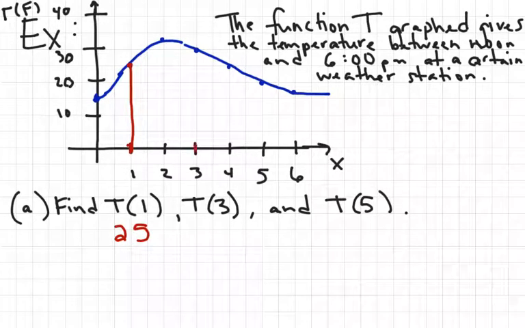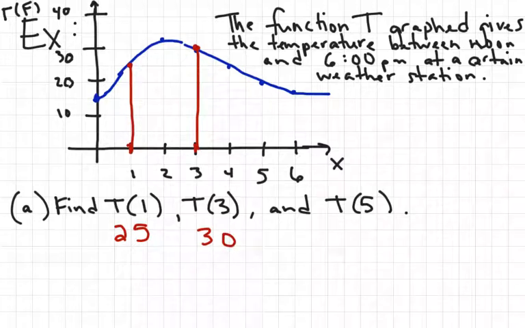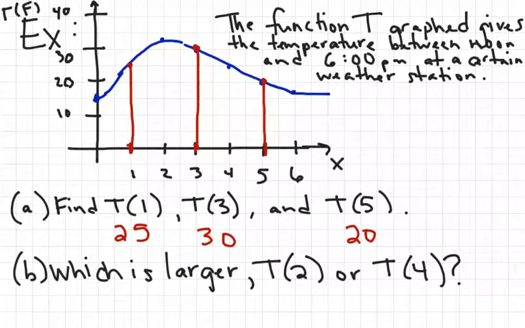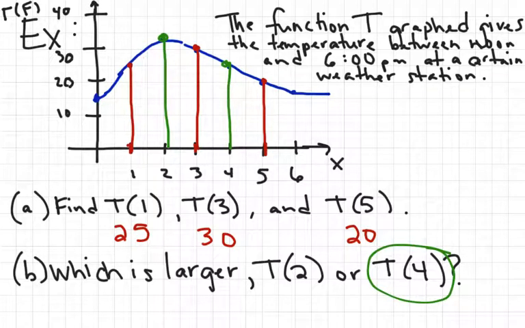T of 3, here's 3. So then I go to see where it hits the graph. T of 3 looks like it has an output of about 30. And T of 5 looks to have an output of about 20. Which is larger, T of 2 or T of 4? Well, let's see where T of 2 is. T of 2 is up here, and T of 4 is below it. So T of 2 must be larger.